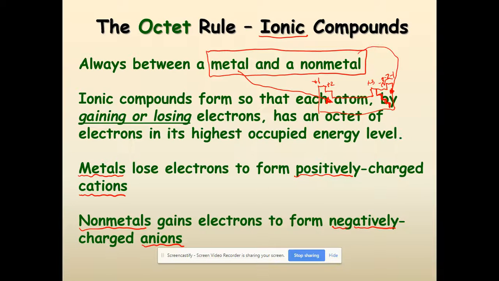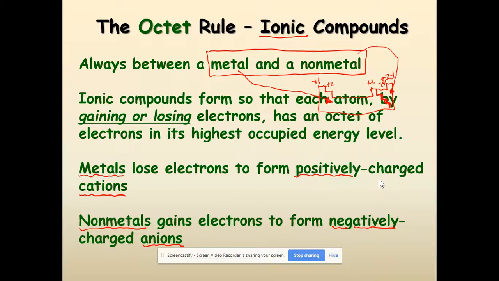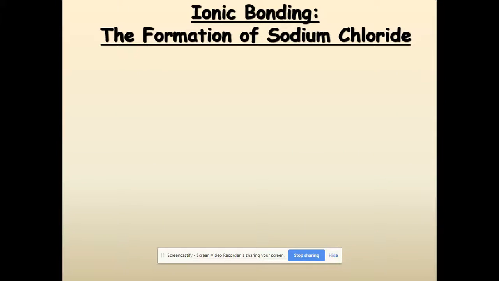anions. And a way to remember that metals are cations and that they're positive: cats have paws. I don't know why that thing is up there. So cats, like meow, have paws. Cats have paws. Cats are positive, cations are positive. Easy peasy.